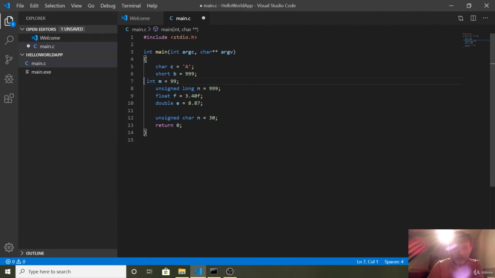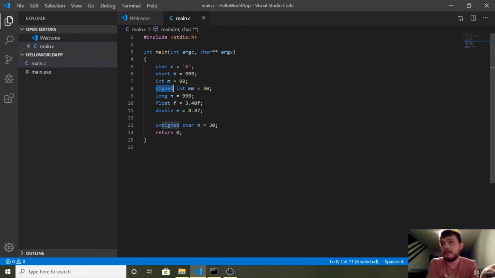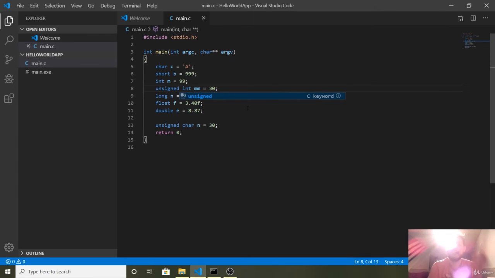So for example, if I get rid of this a second, signed int equals 30 is equivalent to int m. So signed is basically invisible. It's always there unless you define unsigned, right? So a signed can go negative and positive. So it can be minus 50 or it can be 50. It can also be 0. Now unsigned can only be 50 and 0.